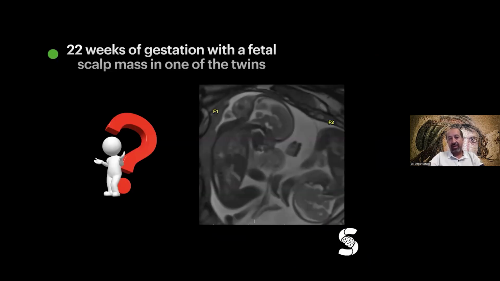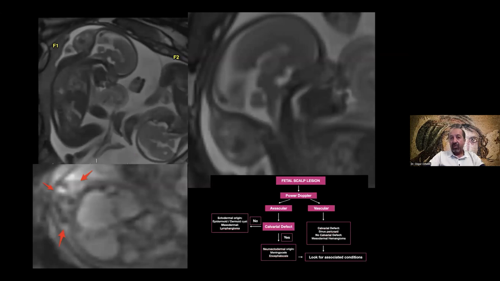Let's move to the second question. One of the twins was found to have a scalp mass, and the case was referred to me for further assessment. The mass demonstrated a broad-based scalp attachment with no associated skull defects or abnormal findings. MRI findings of mixed signal intensity with internal signal voids, together with prominent Doppler flow, supported the prenatal diagnosis of fetal scalp hemangioma.